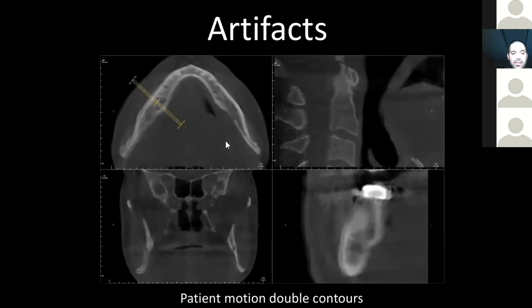Okay, here's another example, and this is what I mean by double contouring, where the patient shifts just a little bit during the scan, and you'll see it looks like there's a second bone set up right next to the first. They've shifted, and you can appreciate that double contouring here. You can even catch a hint of it in the patient's spine in this particular scan. So this patient moved a little bit.